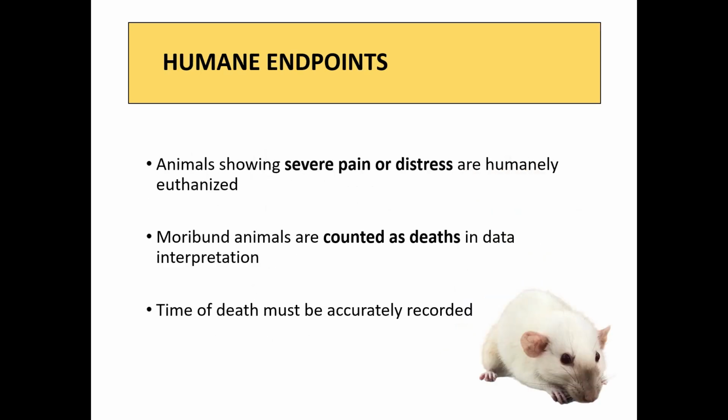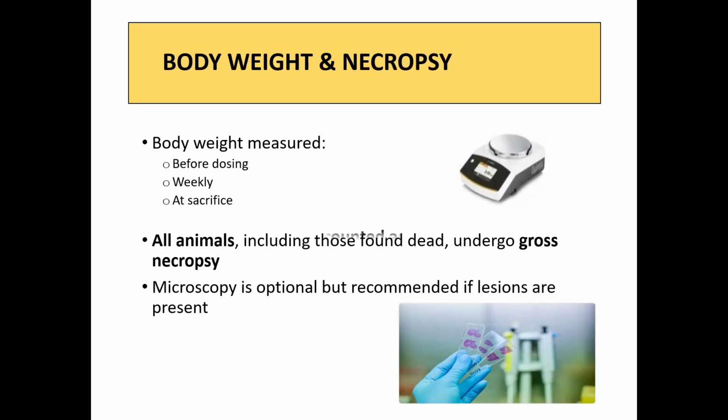Humane endpoints. Animals showing severe pain or distress are humanely euthanized. The animals which are in these conditions and not responding are euthanized humanely. Moribund animals are counted as deaths in data interpretation, and the time of death must be accurately recorded in the observation sheets.